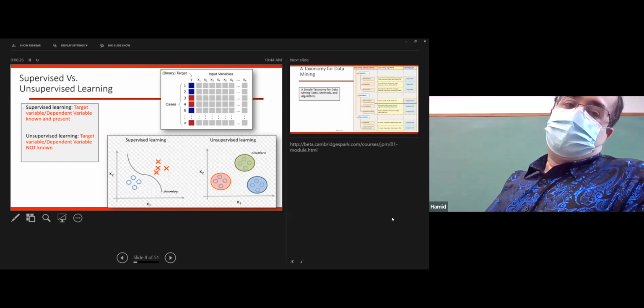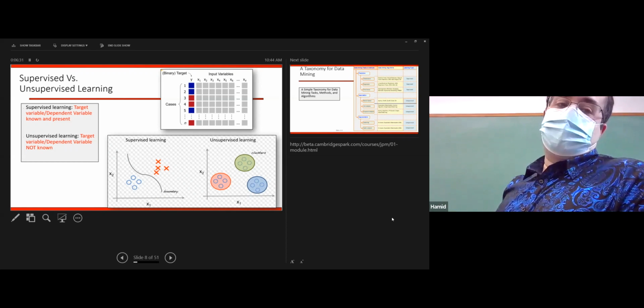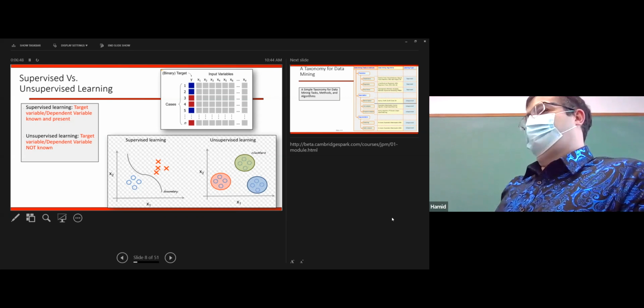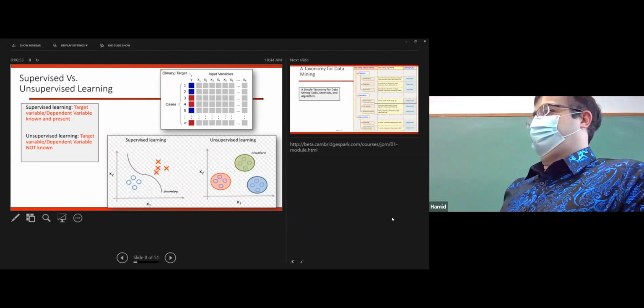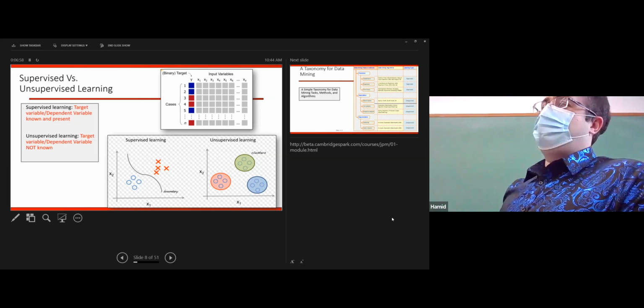Generally speaking, you can divide data mining or machine learning into two types of algorithms: supervised versus unsupervised. For example, let's say you want to predict the Bitcoin price for the next day. So you have a dependent variable that you can predict. So we call it supervised, because we know what we want to do. We know a certain dependent variable.